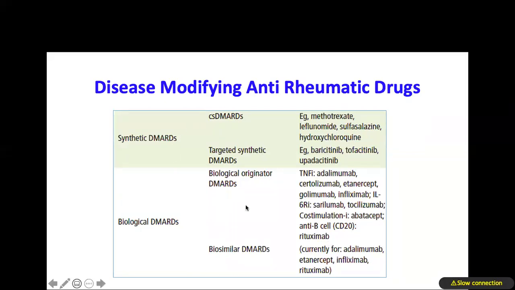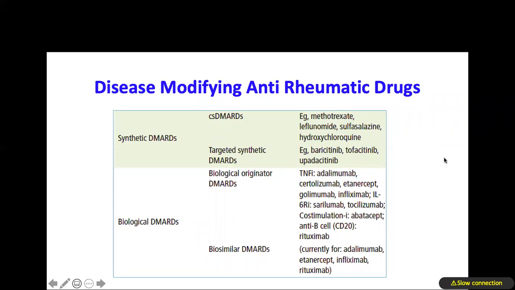So this is a very important structure for you to remember. I don't expect you to remember the details, but I would like you to remember the structure, that there are disease modifying drugs which are synthetic and biological, and the synthetic disease modifying drugs are conventional disease modifying drugs and the targeted disease modifying drugs. All these nibs are what we call Janus kinase inhibitors. I suppose I should type that to everybody.